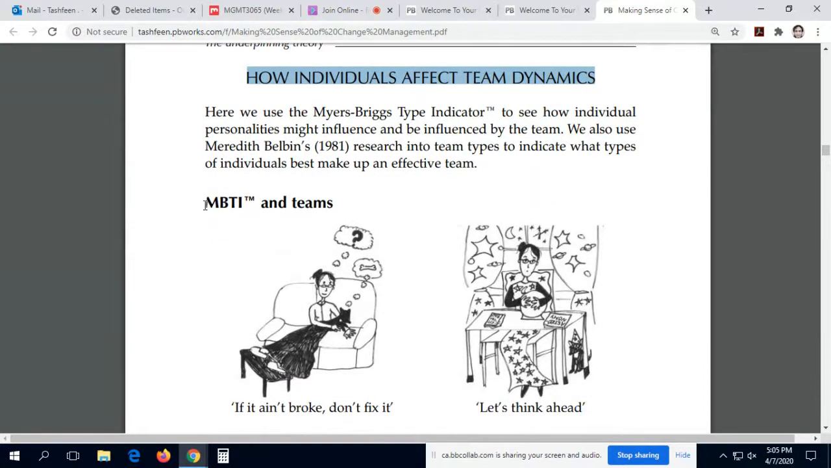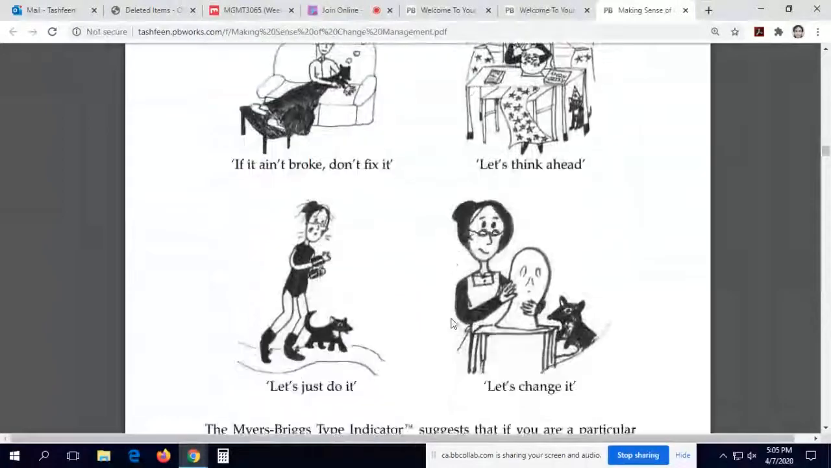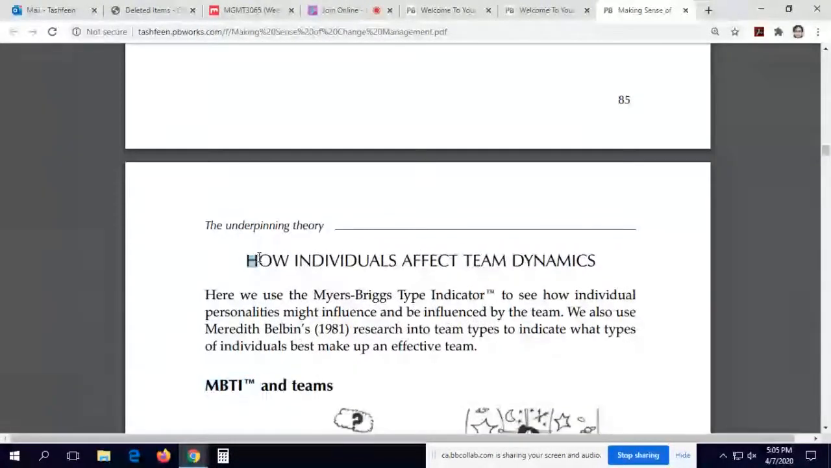Anyways, this is MBTI. This came in the first chapter also. Individual change, MBTI. Remember that? And our friend also said something about personality tests today. So think about that. Essentially, how individuals affect team dynamics. Just try to pick up the things from this.